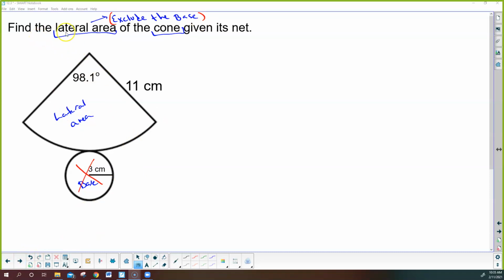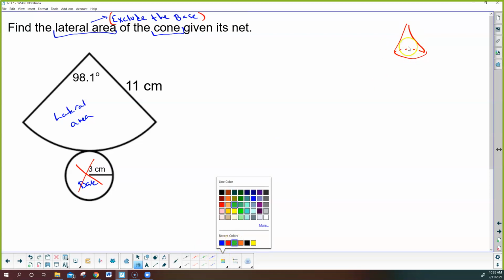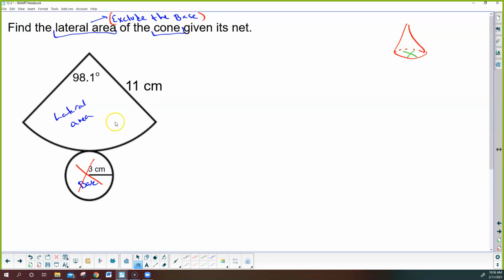So they ask us to find the lateral area, which means we don't care about the base. And if you wanted to view this as an actual cone, that means we're going to just not worry about the base. And I just want to know what's the area of this wraparound piece here. Or we know that this is a sector of a circle.